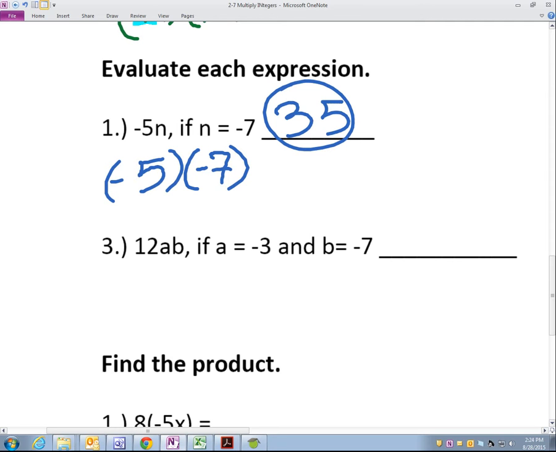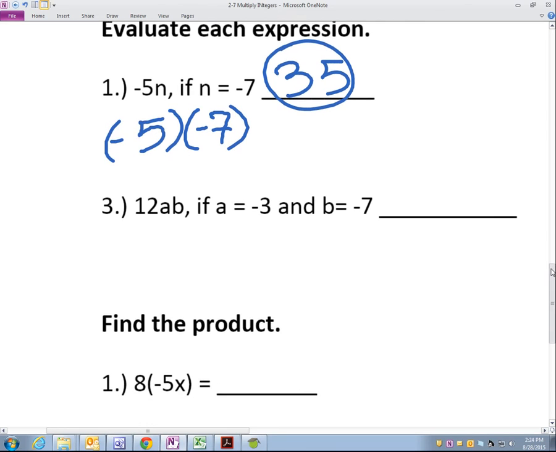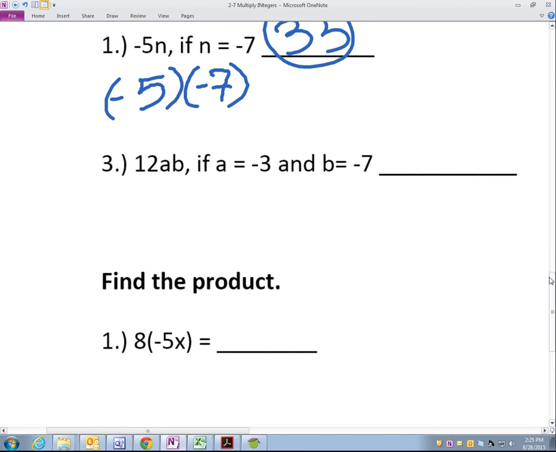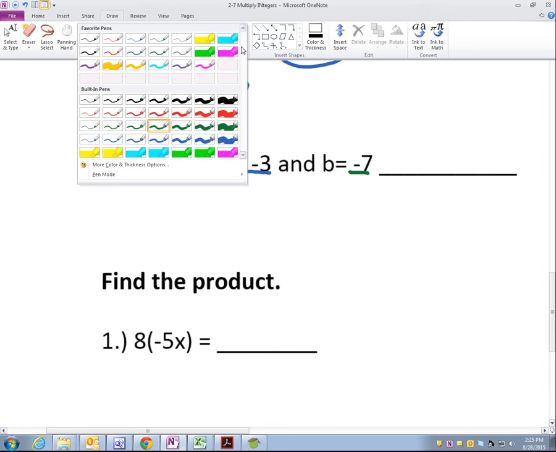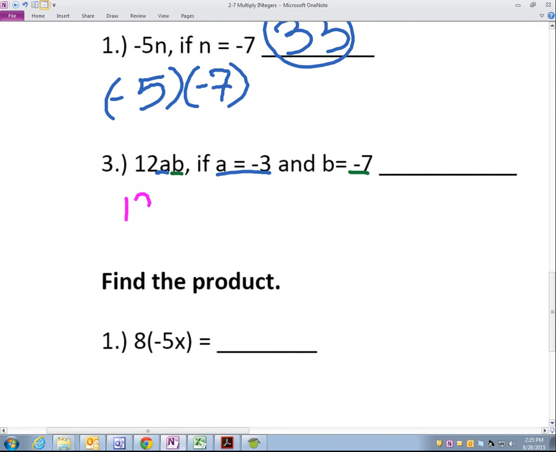All right. Number 3. 12ab. If a equals -3 and b equals -7. Let me just talk through this one so everybody can get it. I'm going to substitute -3 for a and -7 for b. Abby, is this going to be a positive or negative product when we're done? It's going to be positive. Positive, because we have what? Negatives. Beautiful.